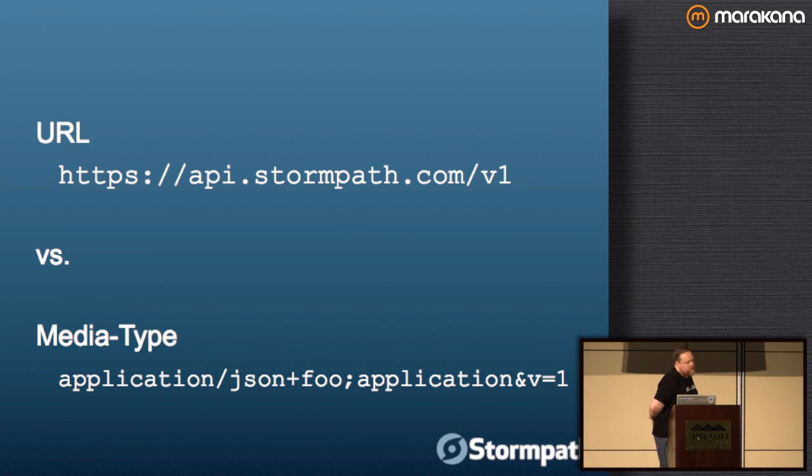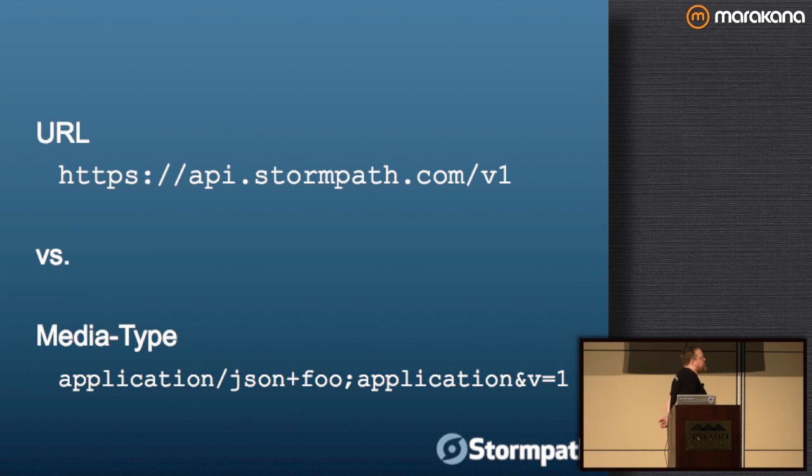So the bottom one says, this is an application, this is a JSON app. Well, actually, I got the JSON and the foo tokens swapped by accident, but if it was application/foo plus JSON, that says this is a foo JSON document that represents an application. Oh, and the version of this resource is version 1. So the data that comes back can be parsed according to version 1 rules, version 1 semantics.